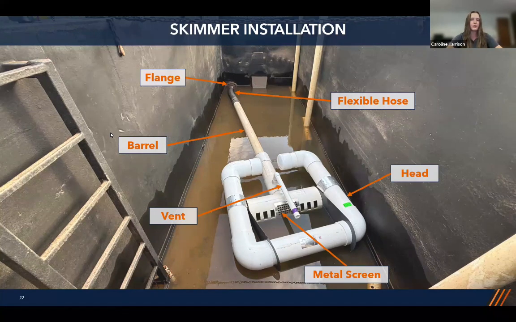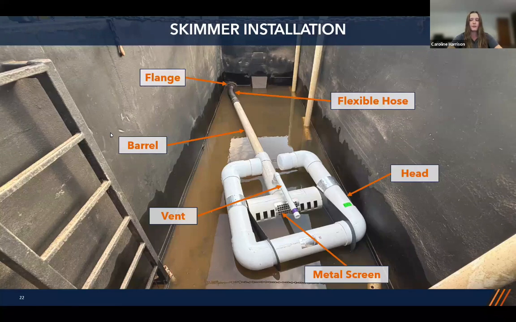Our barrel, which is our drainage pipe where the water travels as it enters through the inlet. The head or the float, which provides flotation and allows for that skimmer to stay at the water surface. Our ventilation pipe, which provides an opening to atmospheric pressure, and this helps prevent a vacuum from forming and also ensures consistent flow coming in from the orifice or inlet. We then have a metal screen, which helps prevent debris from entering the inlet, and the inlet is behind that metal screen.